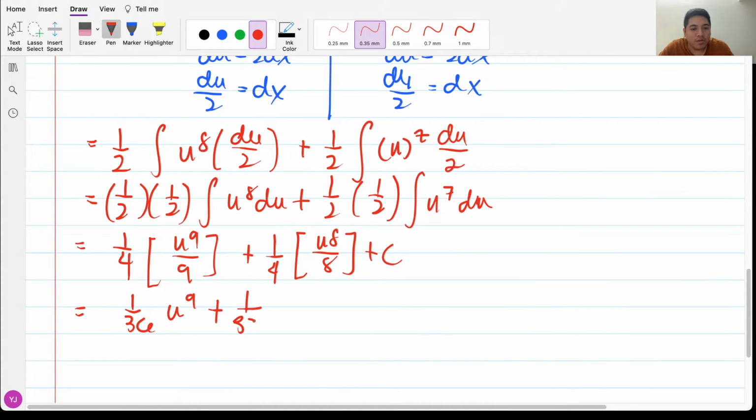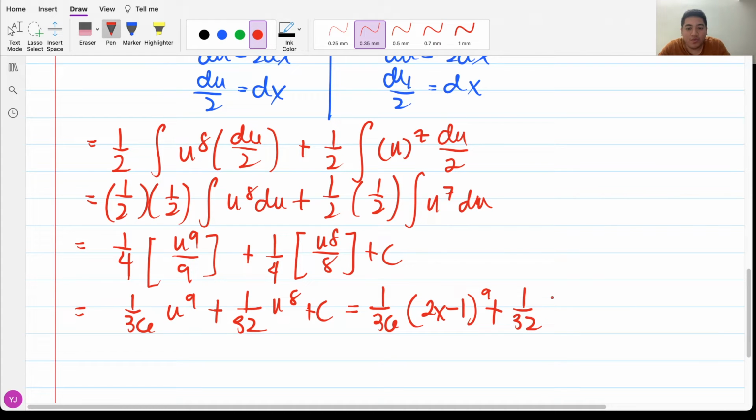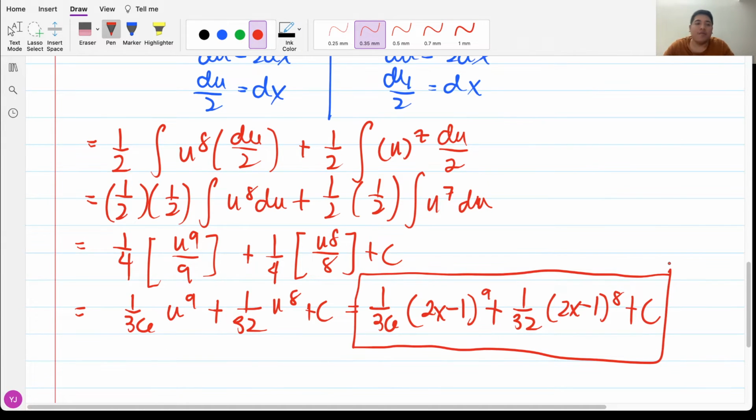This would be 1/32 u^8 plus c, going back to its original variable, which is x. U is 2x - 1, so we have (2x - 1)^9 over 36, plus 1/32 (2x - 1)^8 plus c. So hence, this will be our final answer.